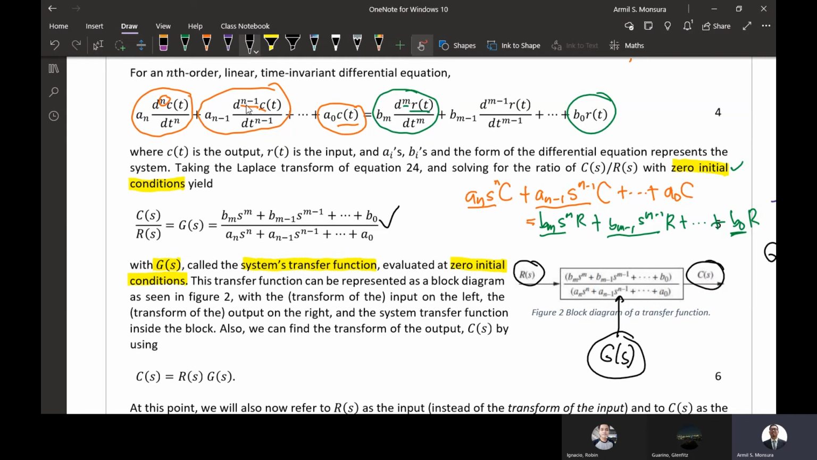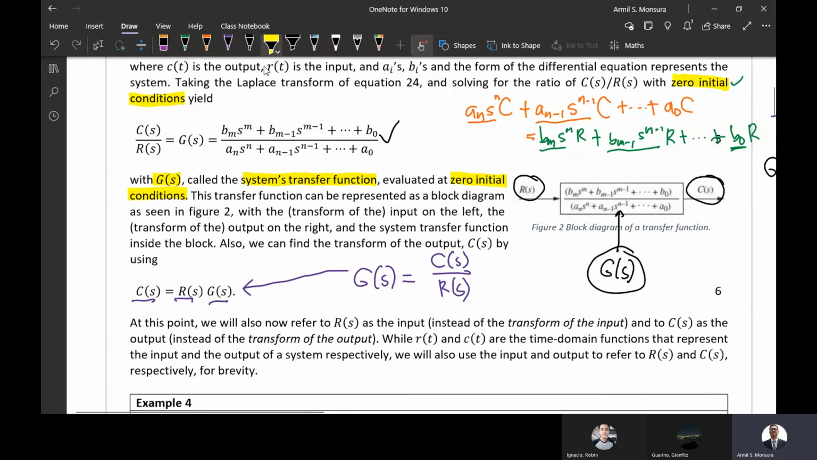Sa paanong paraan? Tandaan natin that G of S is equal to C of S over R of S. Pero, if we actually solve this for C of S, may express natin siya this way. That is, C of S will be the product R of S times G of S. And ano yung C of S, at saka yung R of S? We remember that R of S is actually the transform of the input. Ang input natin ay R of T.